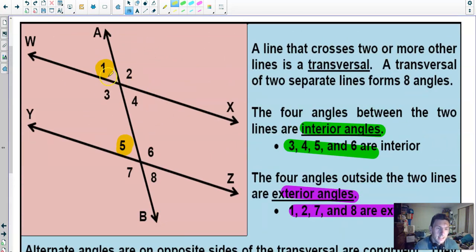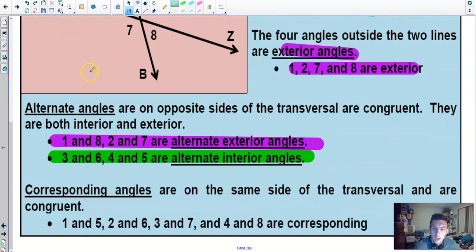So remember, if I took these 4 angles and I slid them down, angle 1 would match up with angle 5, 2 with 6, 3 with 7, and 4 with 8. So that's how I know that 1 and 5 are equal, 2 and 6 are equal, and so forth. Alright, so now let's do some practice and actually get to use the vocabulary.